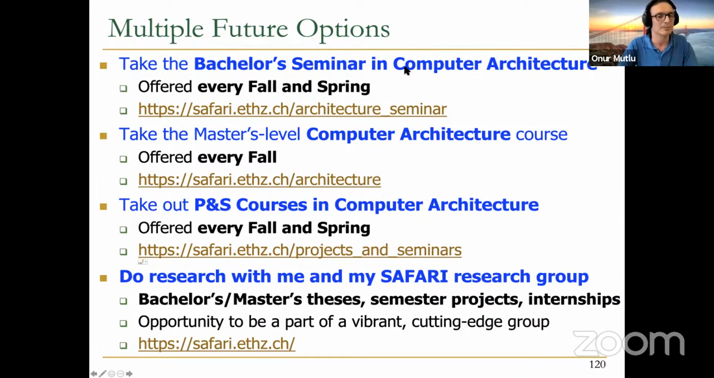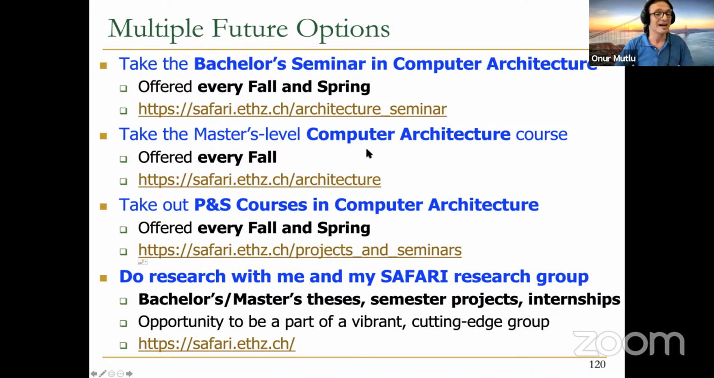You can find some of the publicly available seminars online, and past students who have enjoyed the digital design and computer architecture course have taken bachelor seminar courses, and some of them actually are working with my research group right now, doing either semester projects, internships, experiencing an environment where they can be part of a vibrant cutting edge group. Some of them are doing bachelor's thesis, some of them are doing master's thesis. So those are also options. But I would definitely recommend taking the bachelor seminar because that will give you a different set of skills than we have seen in this course. You will present a paper, you will critically analyze it, and you will lead a discussion about it, for example.